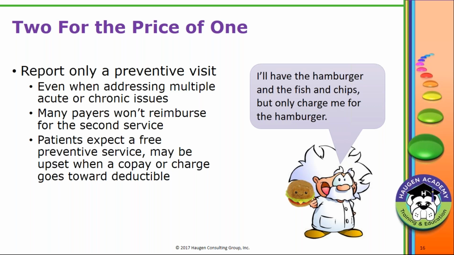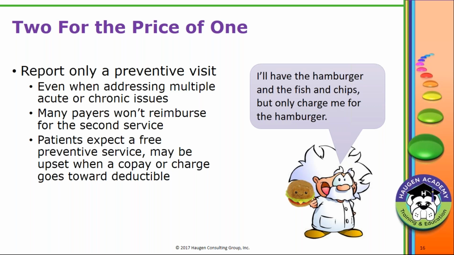2 for the price of 1. So you could report only the preventive visit. Some providers report only the preventive medicine service even when they address multiple or acute issues. I've seen this in audits. I've talked to providers about this as well. It might just be their preference, or how their clinic decided to handle this.